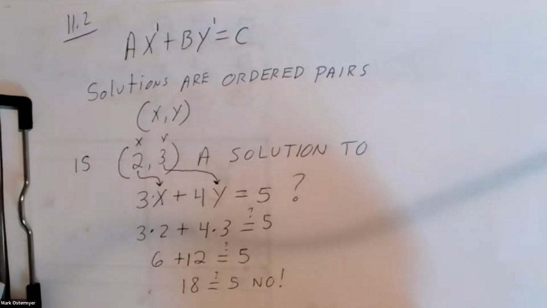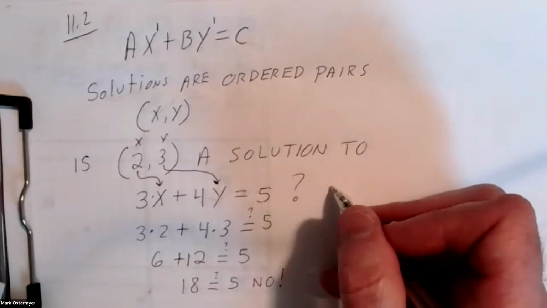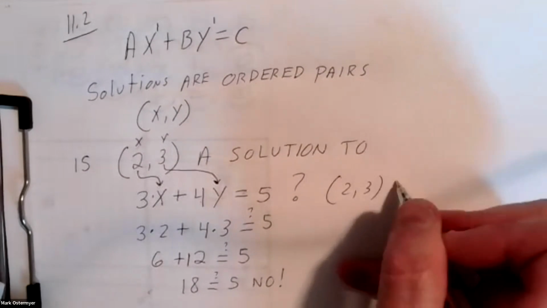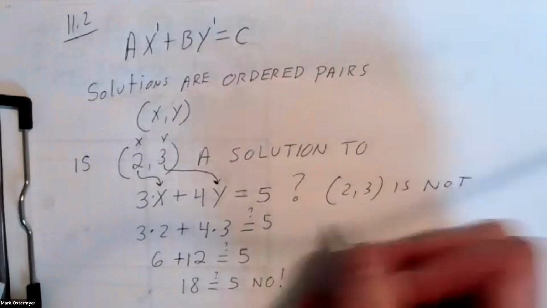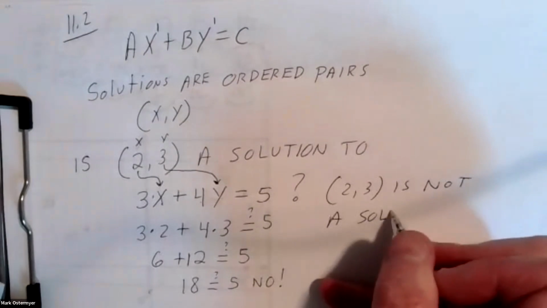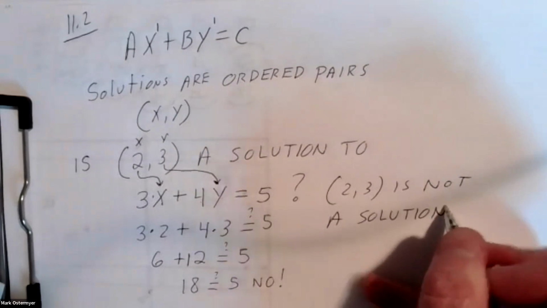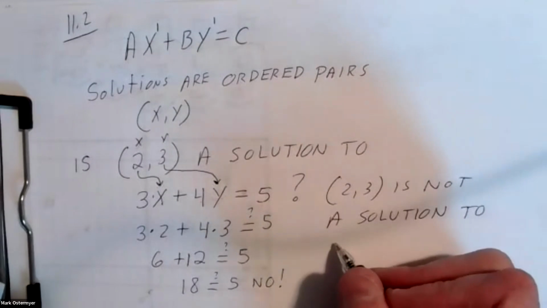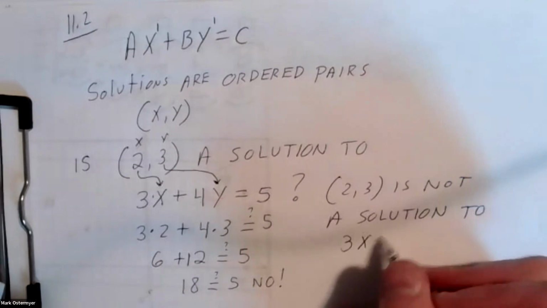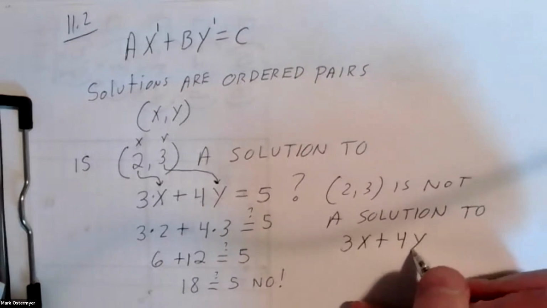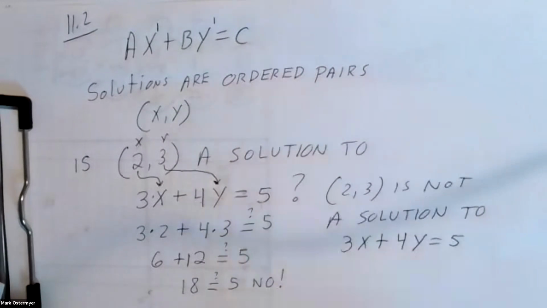No. And so, ladies and gentlemen, 2, 3 is not a solution to the linear equation 3x plus 4y equals 5. Not a solution. It doesn't work. All right.